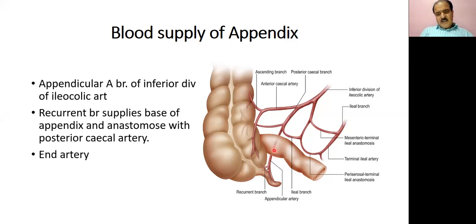This appendicular artery is an end artery. I suppose you know what an end artery is. An end artery is that artery which, if it gets blocked for any reason, the organ to which it supplies does not receive collateral anastomosis, so it leads to ischemia and finally gangrene of the organ. Just like we have end arteries in the heart, the coronaries, what we call functional end arteries.